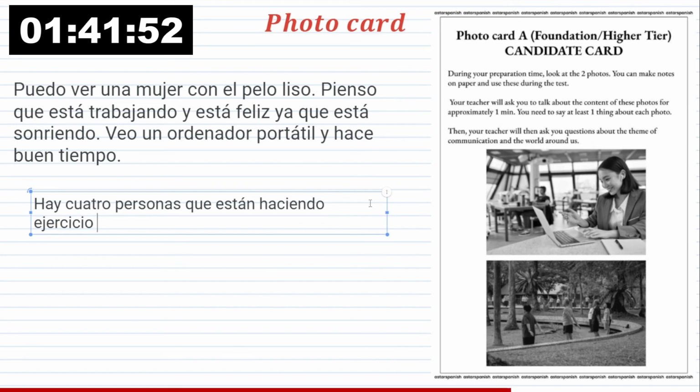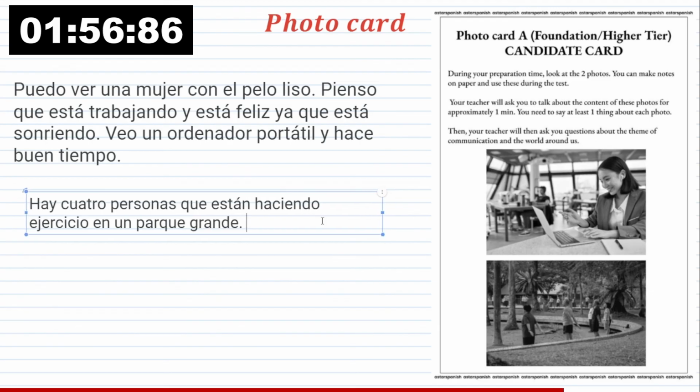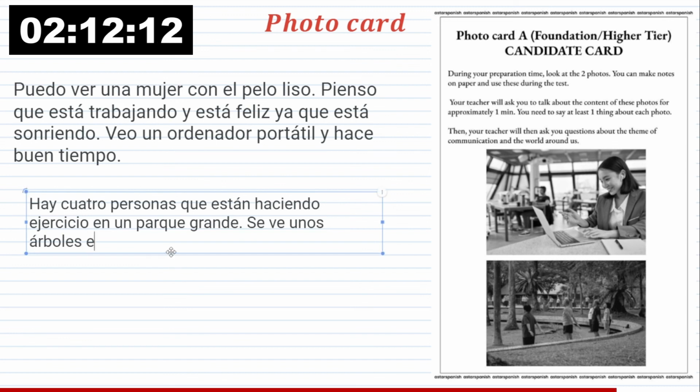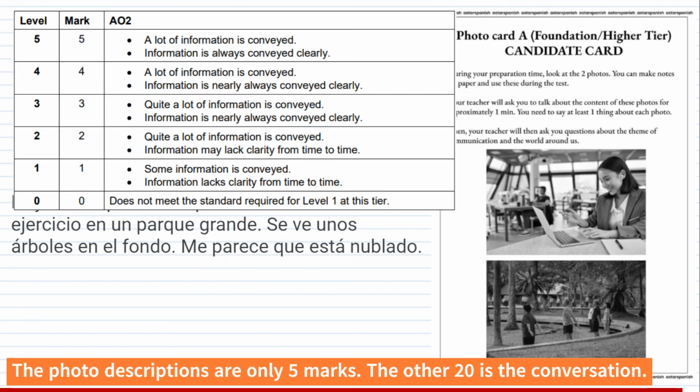That would be like a first sentence, or actually we can say like en un parque, so like outside, and then en un parque grande. Why not a big park? What else can we say? Puedo ver unos, or let's say something like se ve unos árboles, trees with accent on the A, unos árboles, like in the background, let's say, en el fondo, far away, y the weather está nublado. Me parece que está, so it is cloudy, is nublado. And those would be 3 sentences for that. So yeah, this is what I would answer for this photo card, and altogether it's 25 marks.